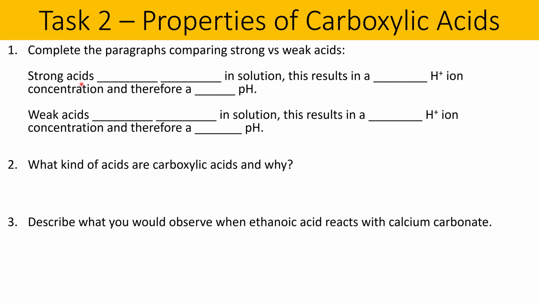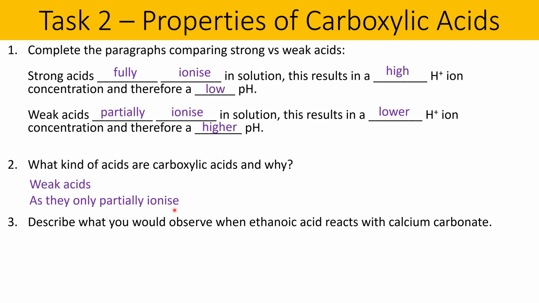So, strong acids are going to fully ionise in solution, which results in a higher H+ ion concentration and therefore a low pH. Whereas weak acids only partially ionise in solution, which results in a lower H+ ion concentration and therefore a higher pH. The kind of acids that carboxylic acids are, and an explanation for this, is that they are weak acids because they only partially ionise.